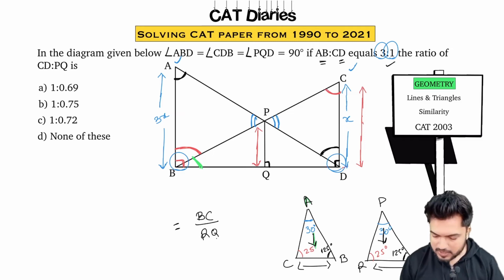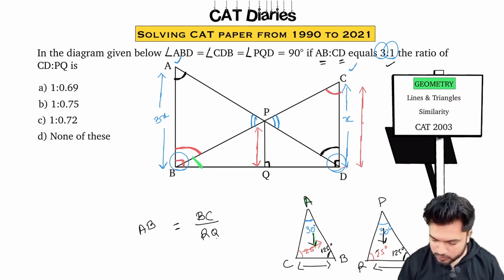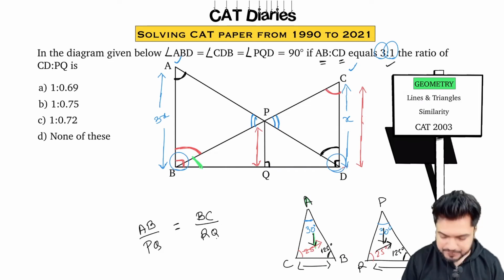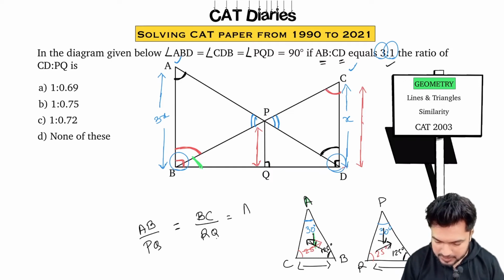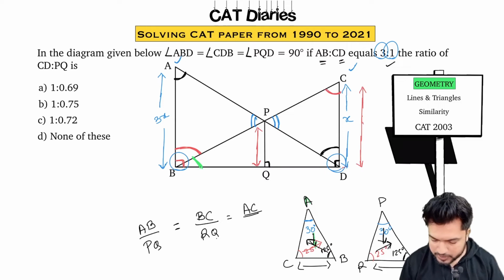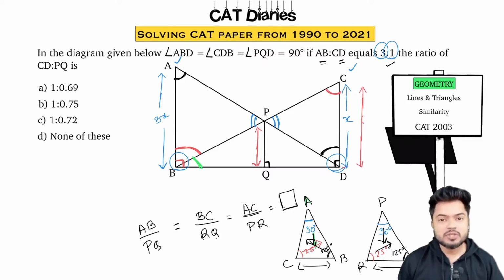Then it will be equal to the side opposite to 25, which is what? Here it is AB. So I'll write here AB. The side opposite to 25 here is what now? That is PQ. So AB upon PQ. Then see what is the side opposite to 125. The side opposite to 125 is AC. And the side opposite to 125 here is PR. So they will have a common magnification ratio. That you will write here, whatever it is. But this is how you write the ratio of their sides.